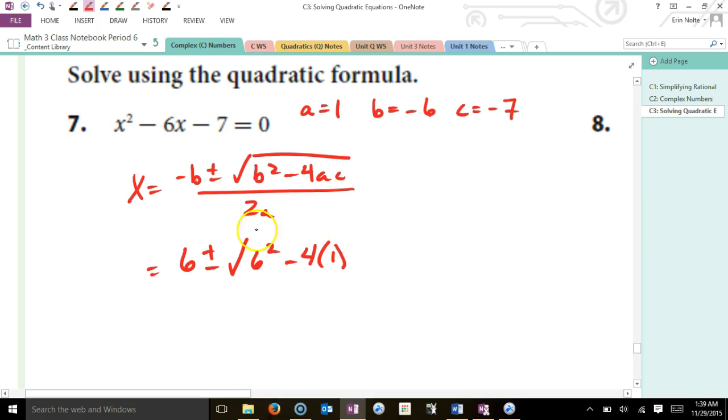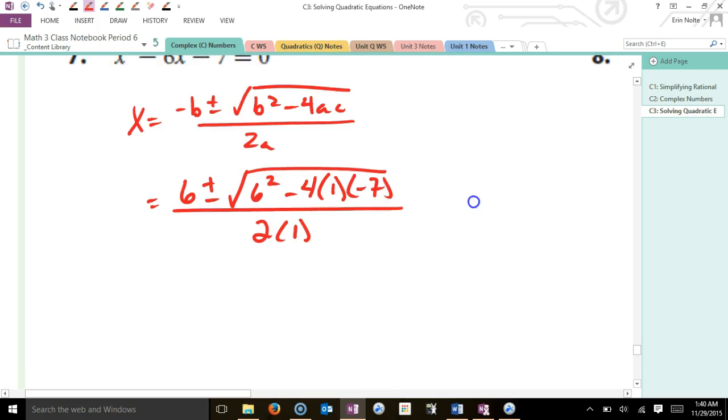Okay, so we still have c. What's my c value? Negative 7. All over 2 times my a value, which is 1.